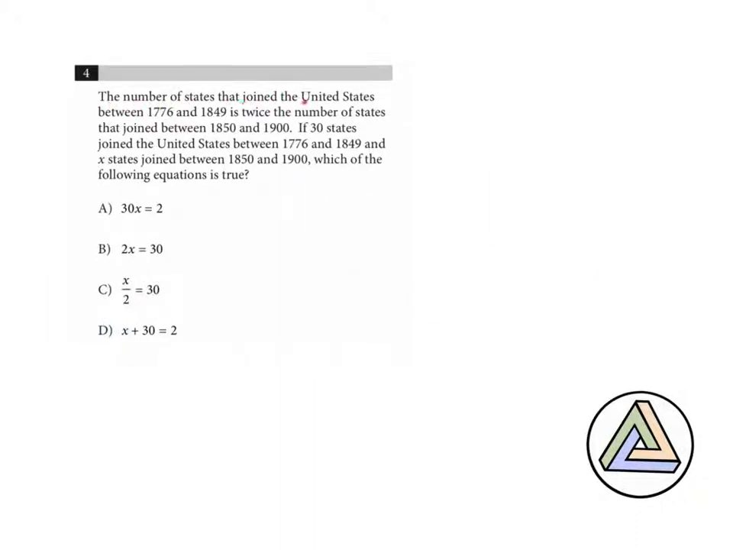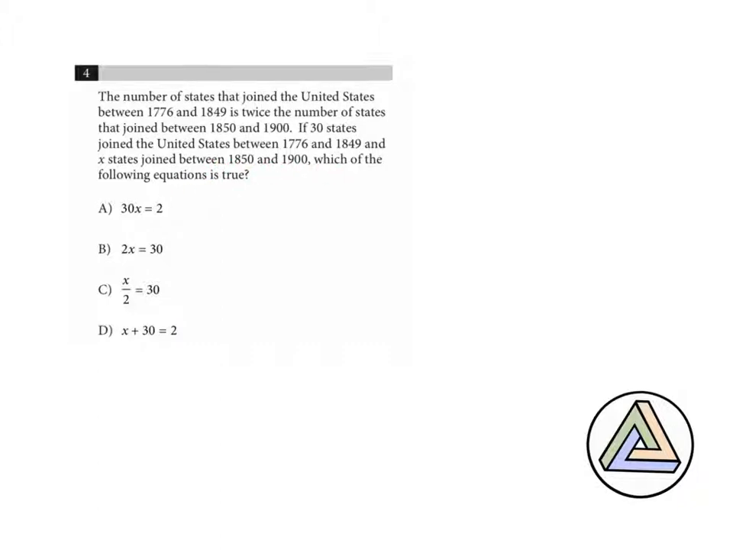The number of states that joined the U.S. between 1776 and 1849 is twice the number of states that joined between 1850 and 1900. So already we're realizing that more states joined in the past. Okay, so back in this time period, more states joined. If 30 states joined the United States between 1776 and 1849, and X states joined between 1850 and 1900, which of the following equations is true?